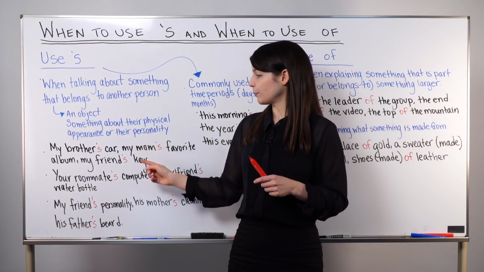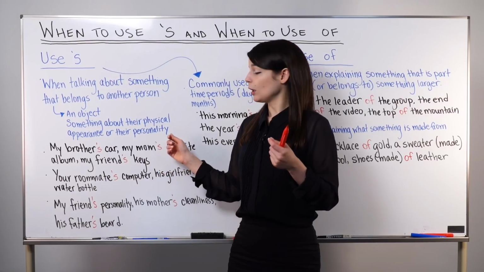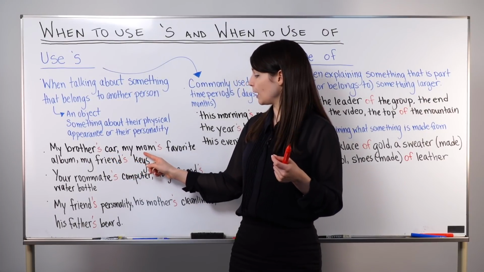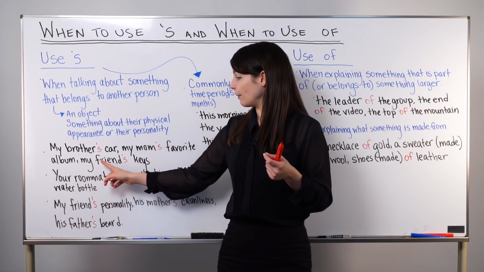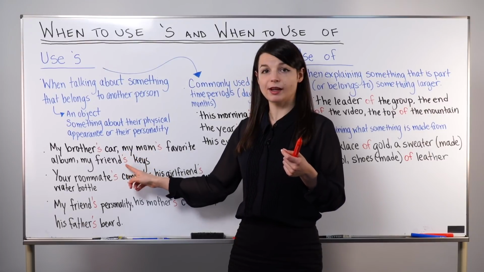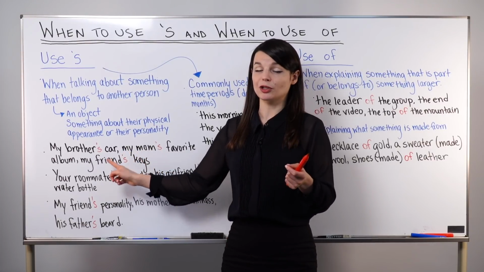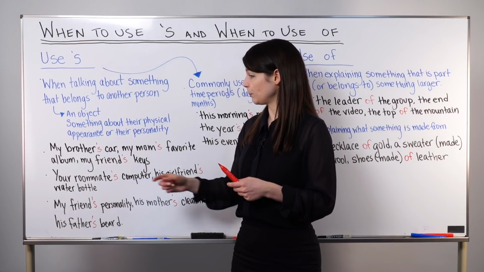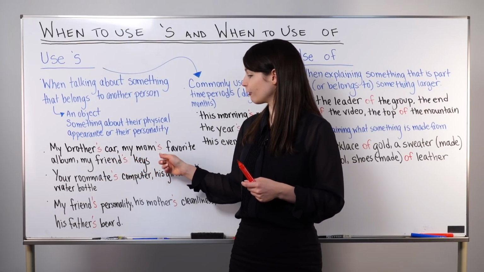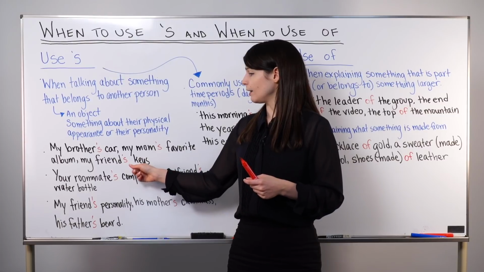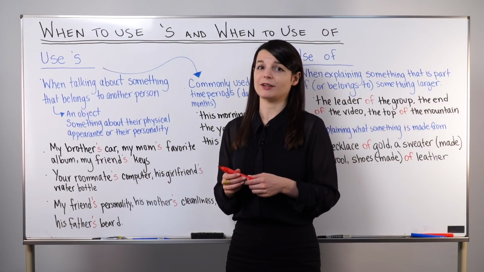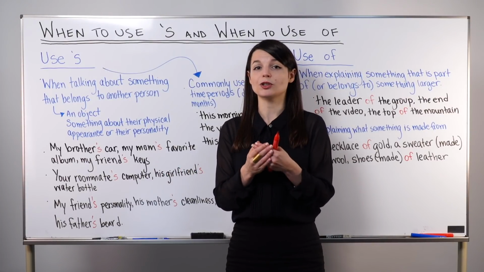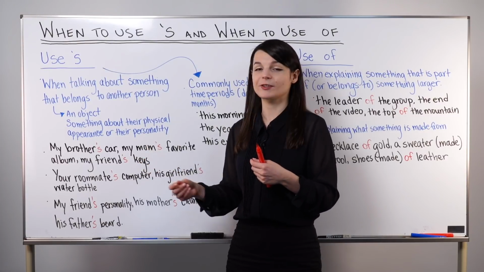First, this group of examples features apostrophe S, including an object. For example, my brother's car, my mom's favorite album, or my friend's keys. We use apostrophe S because this is an object that belongs to a person. If I used of in these sentences, it would sound very unnatural. For example, the car of my brother, or the favorite album of my mom, or the keys of my friend. It sounds very unnatural to use these kinds of patterns. So because we're talking about objects that belong to a person, use the possessive form, this apostrophe S.